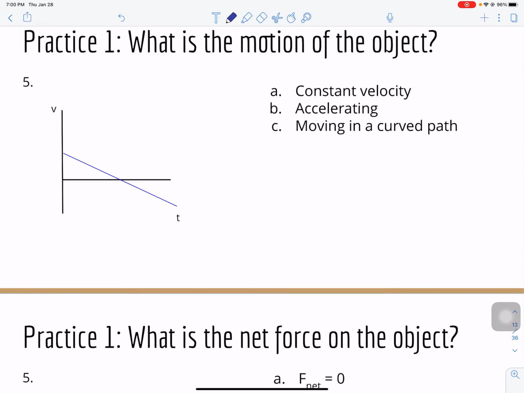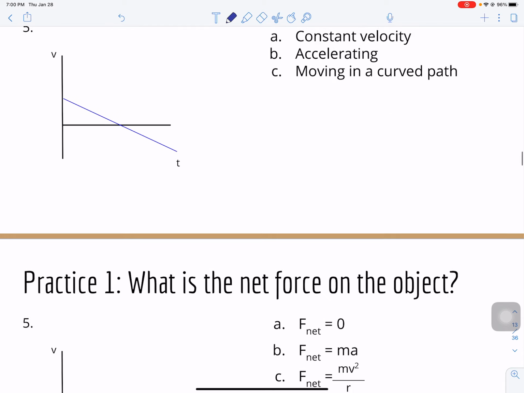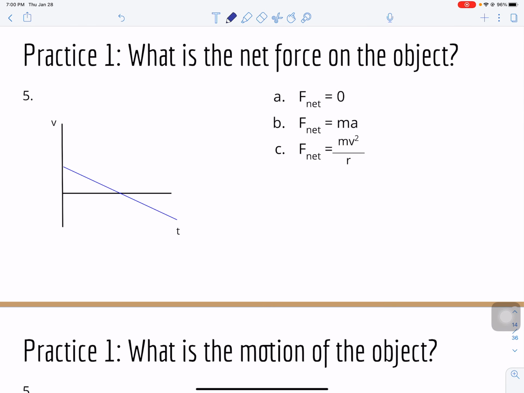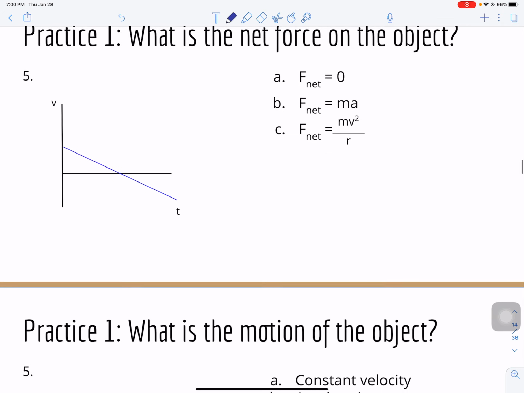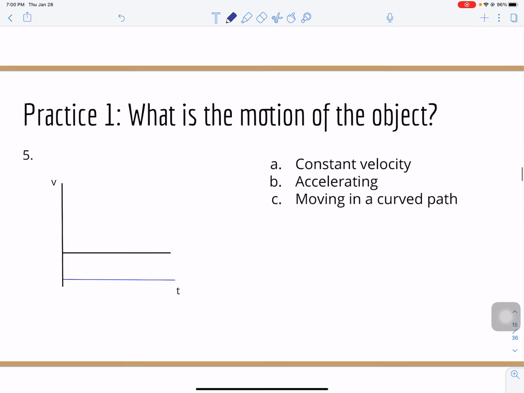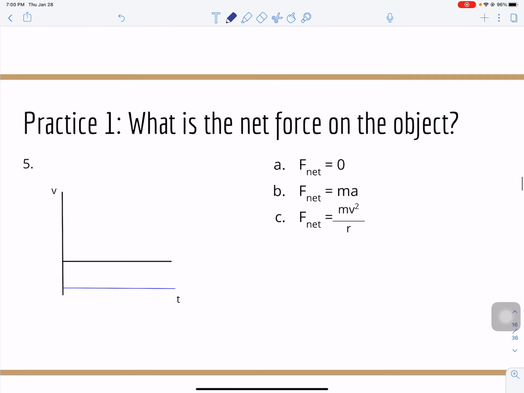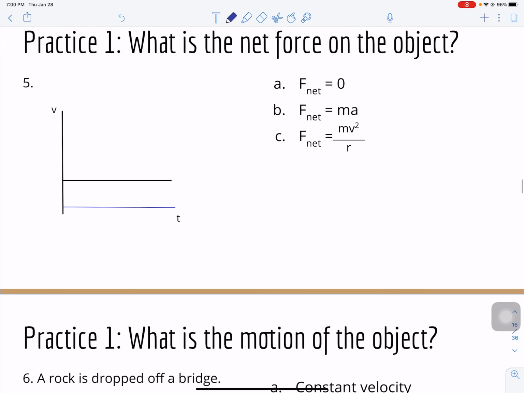Okay, now we have this graph. What is the motion of the object? Now for this motion, what is the net force on the object? Okay, for this graph, what is the motion of the object? Okay, given that motion, what is the net force on the object?